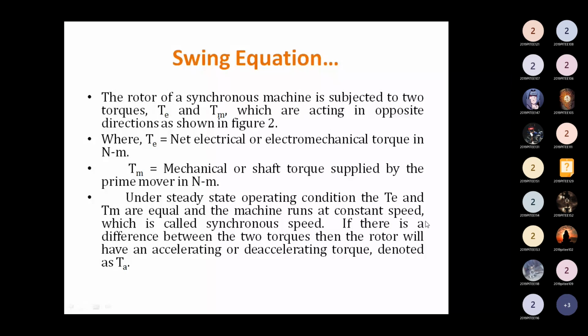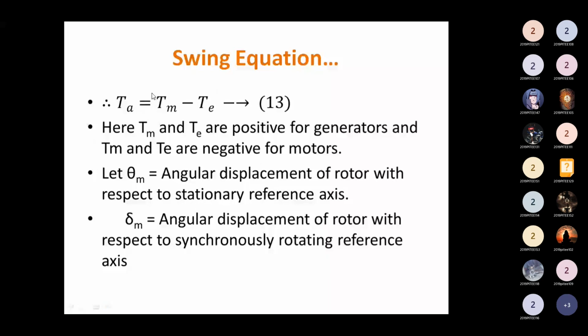So if I assume they are equal under steady state operating conditions, the mechanical torque and electrical torque are equal, and the machine is able to rotate at synchronous speed. If there is a difference between the two torques, then the rotor will have an accelerating or decelerating torque. So I have a new term TA here, the accelerating torque as well as the decelerating torque. For motoring operation and generating operation, we have the reverse of the symbols. That's TA equal to TM minus TE. TM and TE positive means it is for generators, and negative means it is motors.